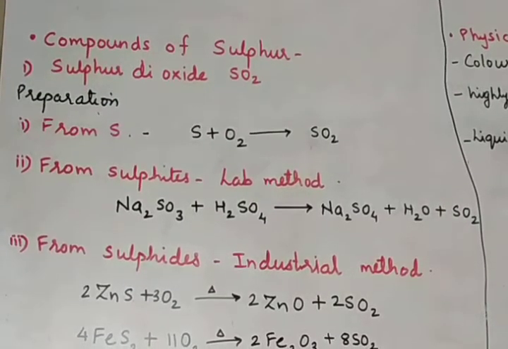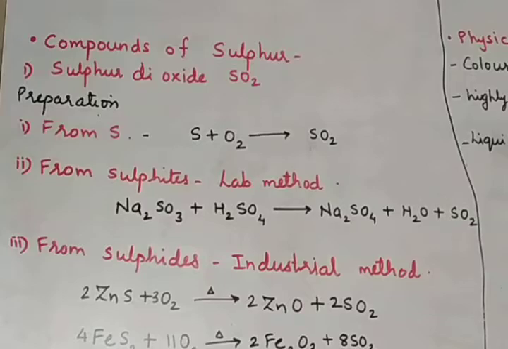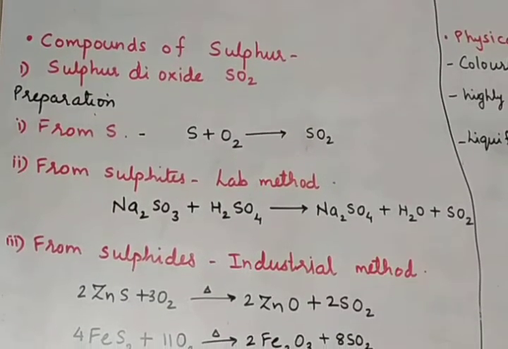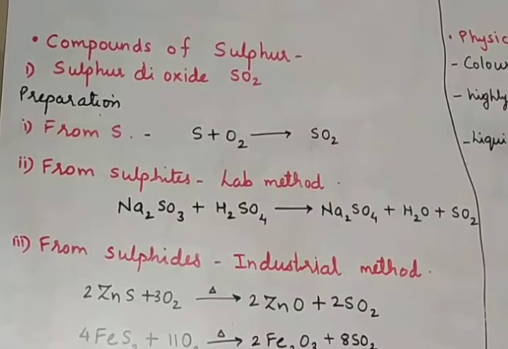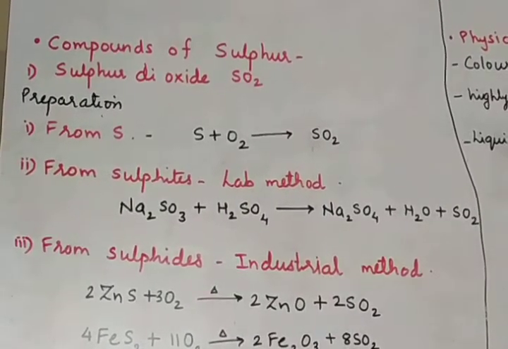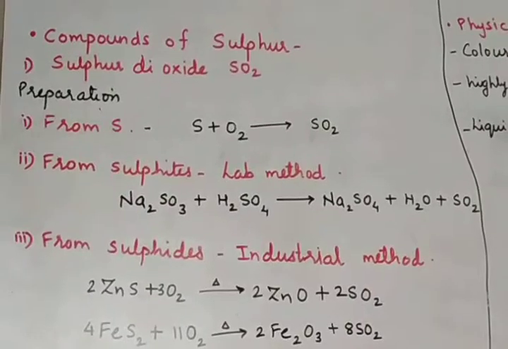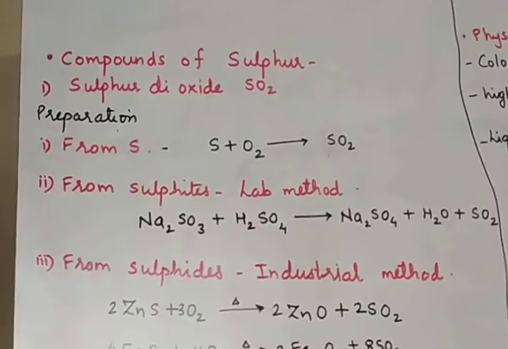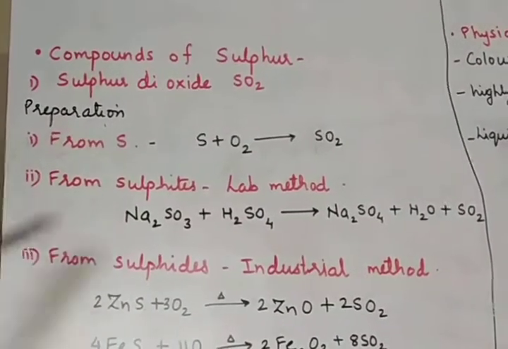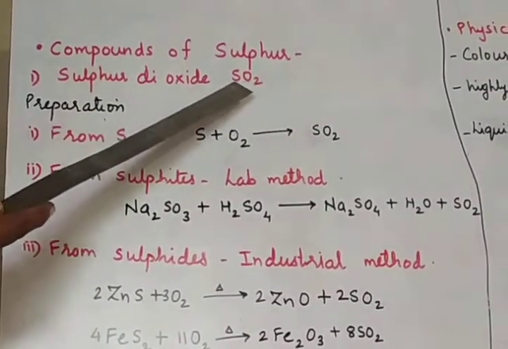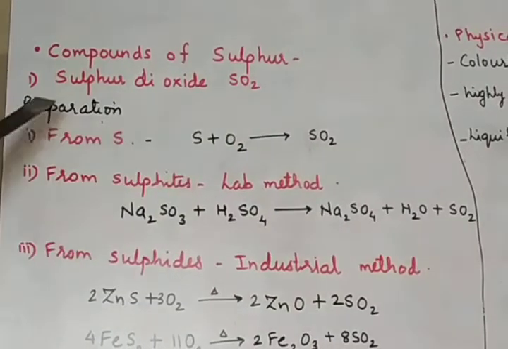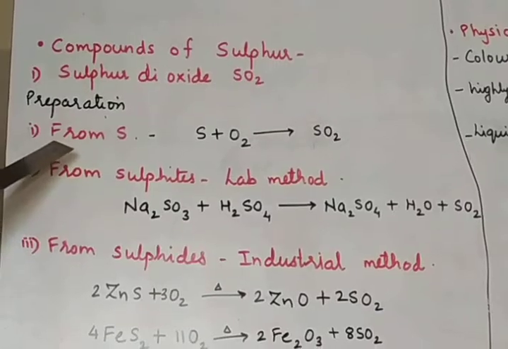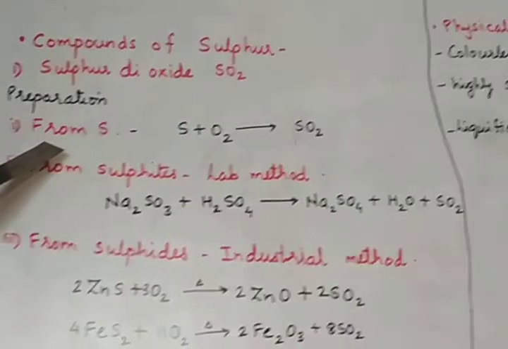Compounds of sulfur. Sulfur is the element from 16th group present just below oxygen. So different compounds of sulfur are present in nature: Na2SO4, Na2SO3, SO2, SO3. We have to study the compound sulfur dioxide having formula SO2. The preparation method of this compound can be in many ways. Different methods can be there.